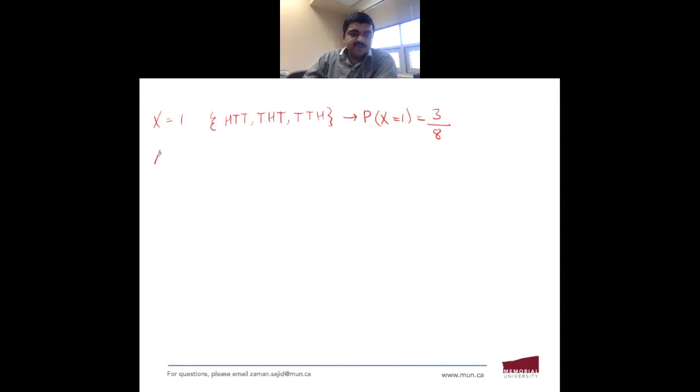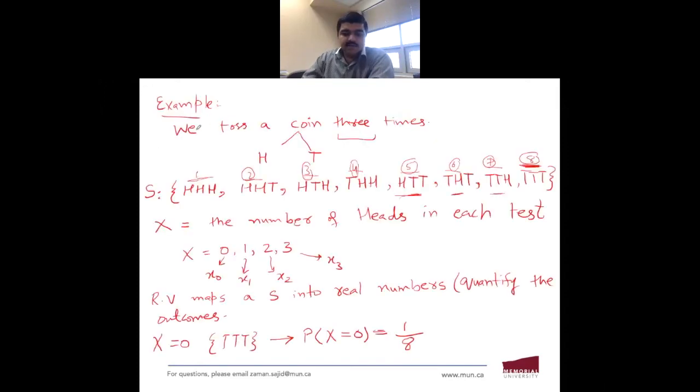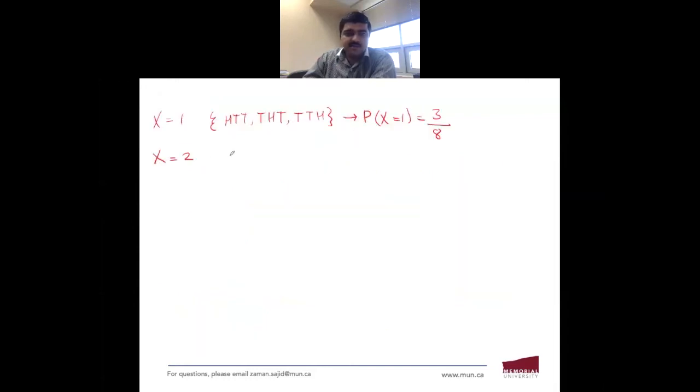Now similarly, I can find it for x equals 2. If we go back here, we need to see where we have 2 heads available. So this is a possibility that we will use, this is a possibility that we will use, and this is a possibility where x equals 2, meaning there are 2 heads. The rest of them don't have 2 heads. So I come back here. What are my possibilities? These are HHT, HTH, and THH. And if I want to find the probability of x equals 2, I know that there are 3 outcomes here, so it will be 3 by 8.